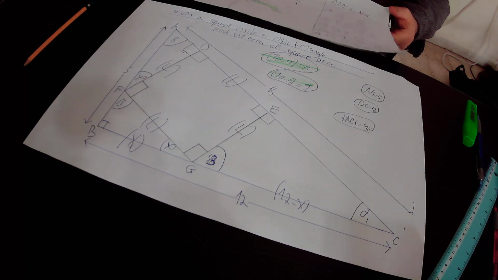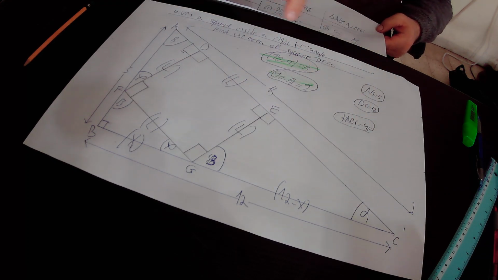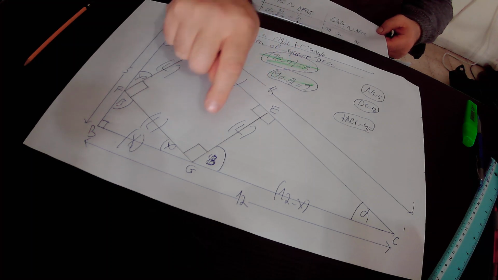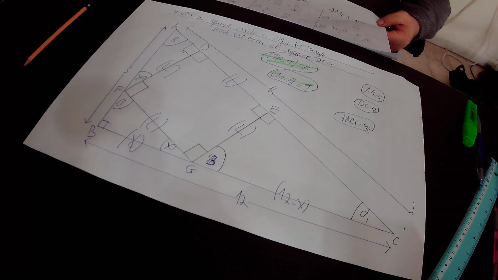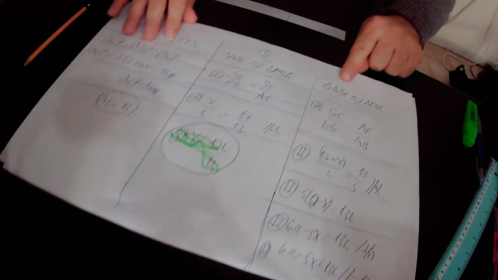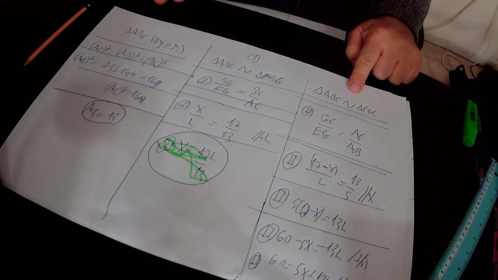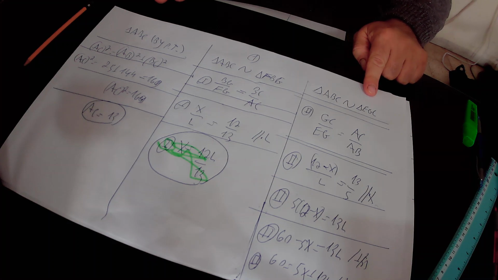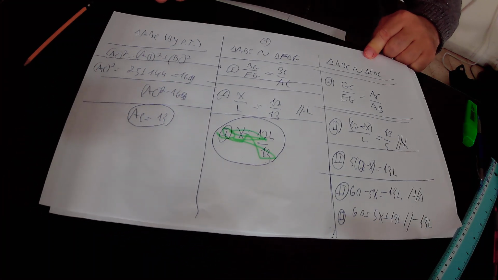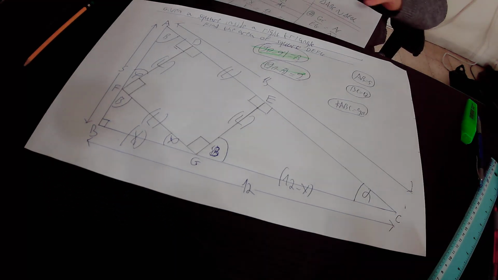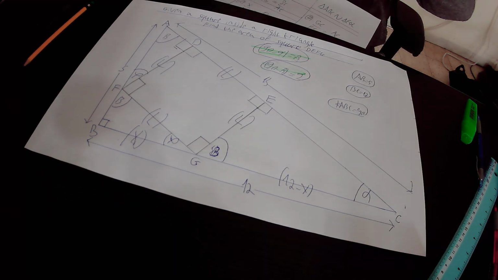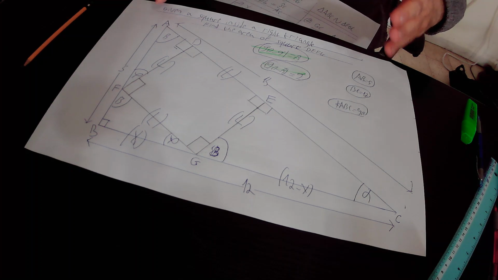Likewise, the big right triangle ABC is similar to this small right triangle EGC, according to the angle similarity rule. Repeat again, the big right triangle ABC is similar to the small right triangle EGC according to the angle similarity rule. Therefore, the following relationship exists between those two similar triangles.